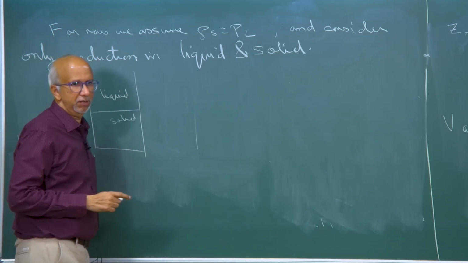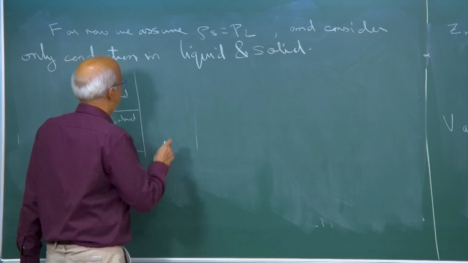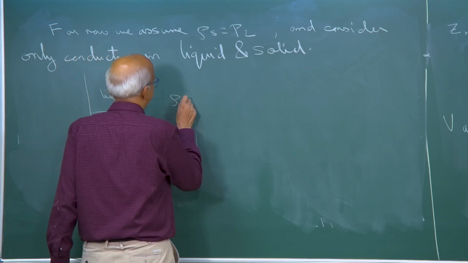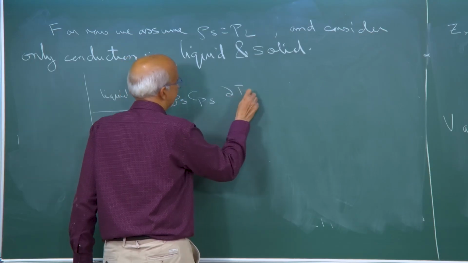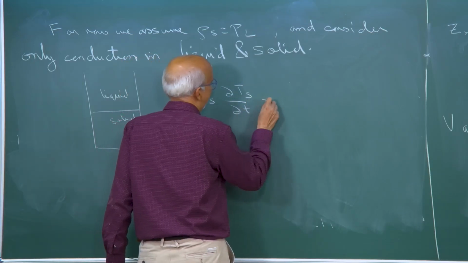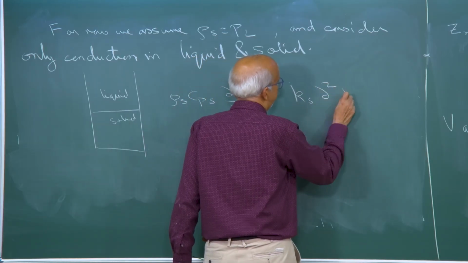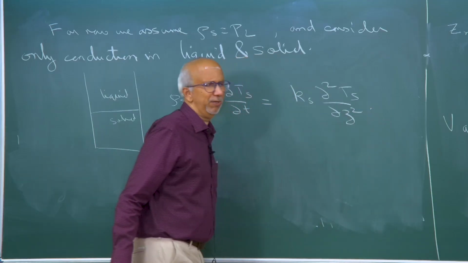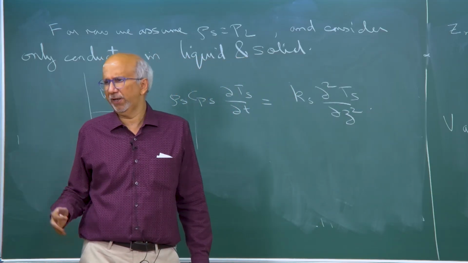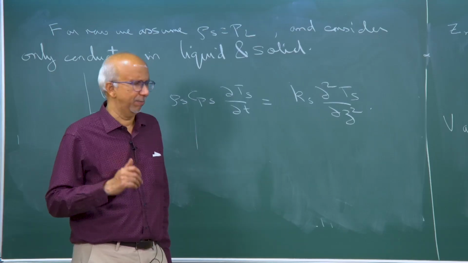In the solid, what is my ρs Cps dTs/dt equals Ks d²Ts/dz². I am of course keeping all my properties constant. I am treating all properties as constant, although they are functions of temperature. I am assuming all these are constant.